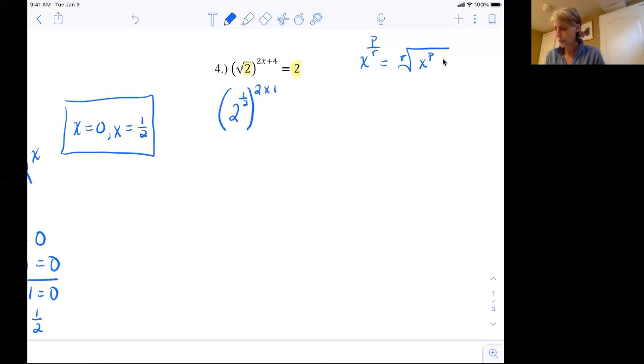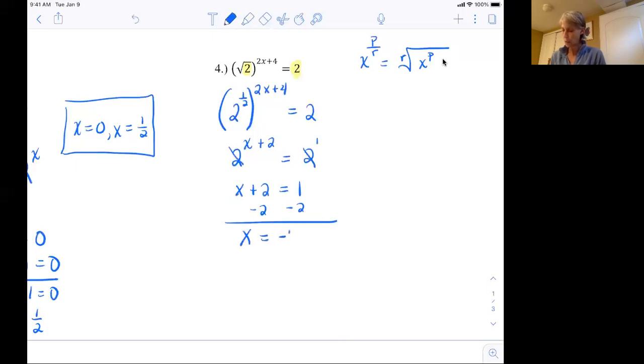Raised to the 2x plus 4 equals 2. When I raise a power to a power, I'm going to distribute, I'm going to multiply. So 1/2 times 2x is x, 1/2 times 4 is 2, equals 2. When I go to cancel my common bases now, be careful, because this 2 is really 2 to the first power. So I can cancel this out, and I have x plus 2 is equal to 1. Solve this equation, and x is equal to -1.